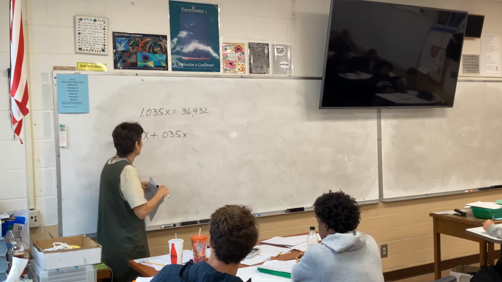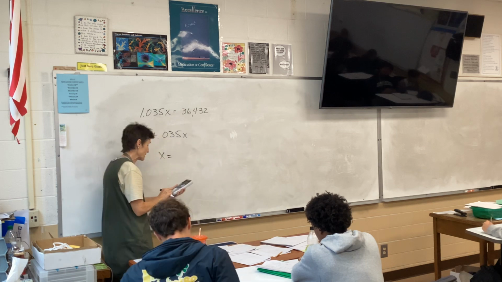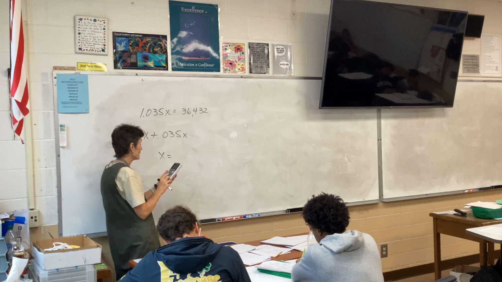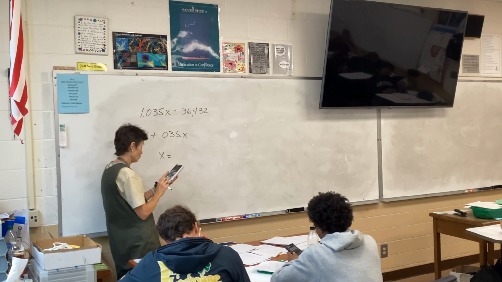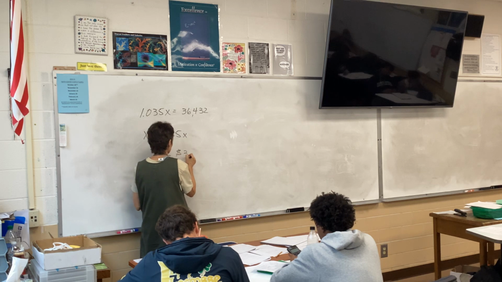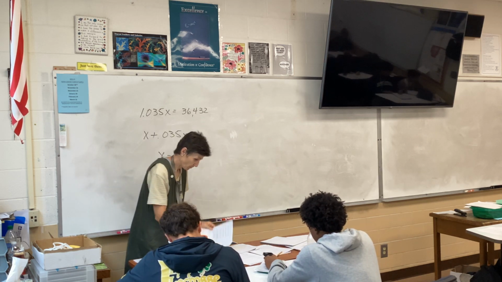That's absolutely perfect. So then we'll just divide and round to the nearest cent, and that is our answer. 36432 divided by 1.035, $35,200. Perfect. Beautiful. Thank you, Ren.